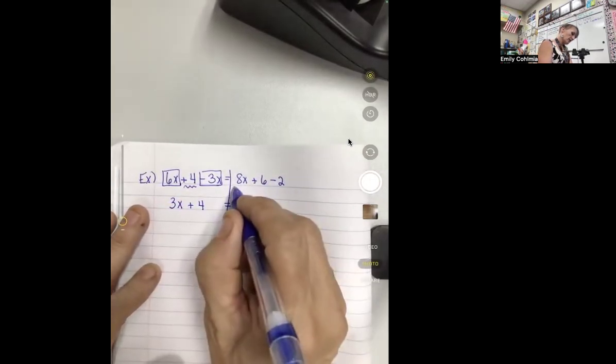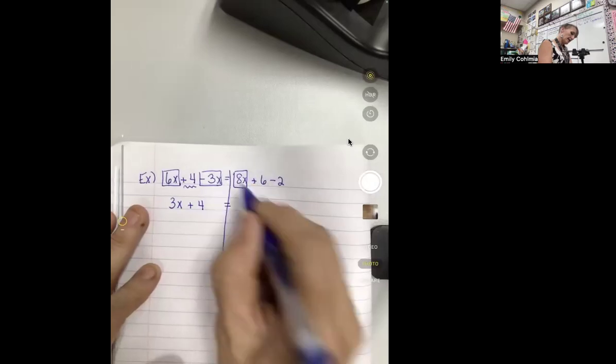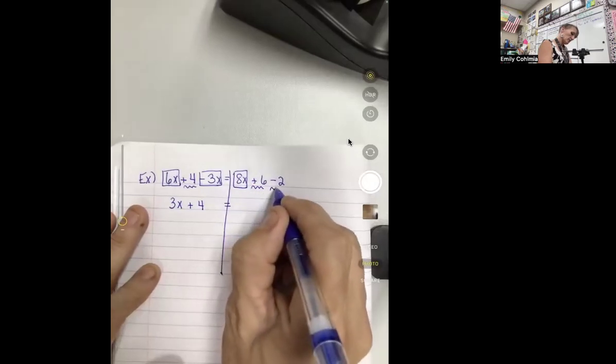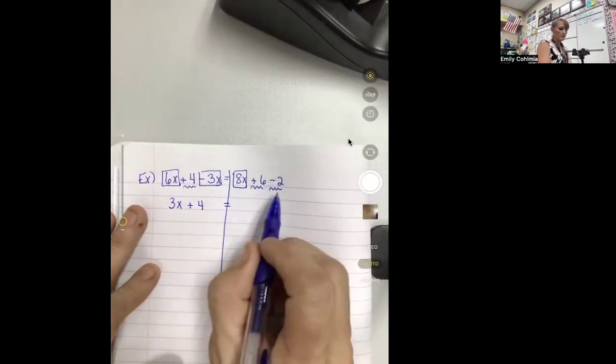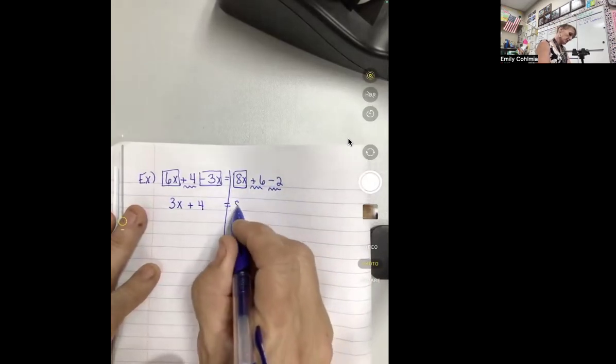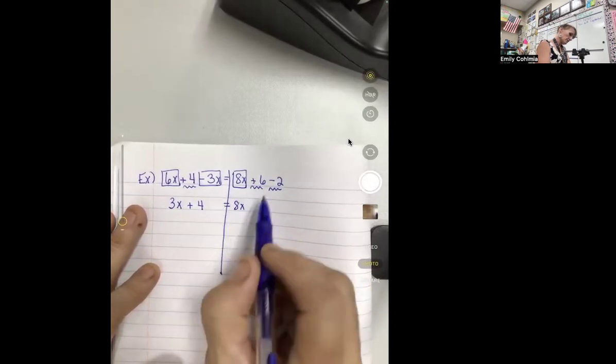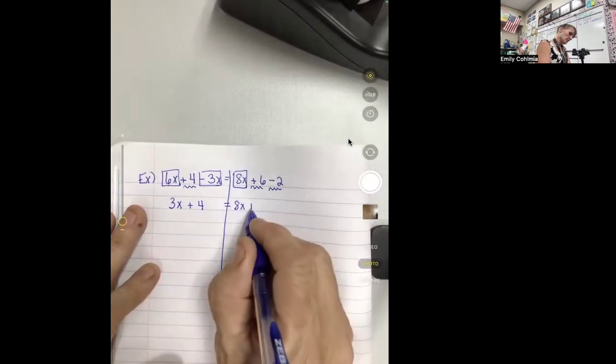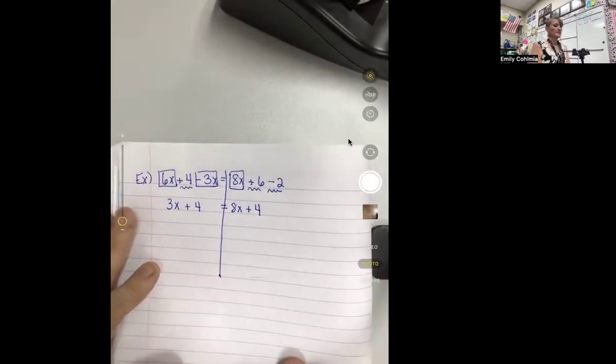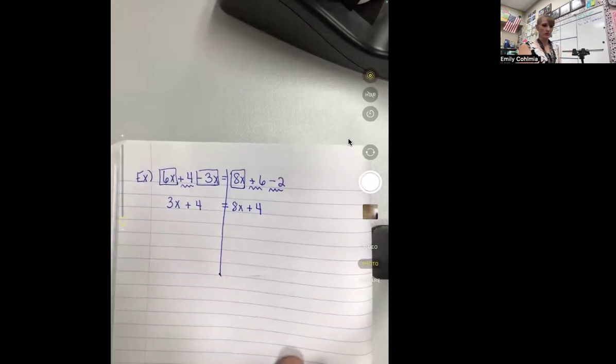Over here, I have an 8x and a plus 6 and a minus 2. So these are going to be my like terms here. So the 8x is just going to come down because it doesn't have any like terms. And then a 6 and a negative 2 gives me a positive 4. So that's how that step works, the combined like terms on each side.